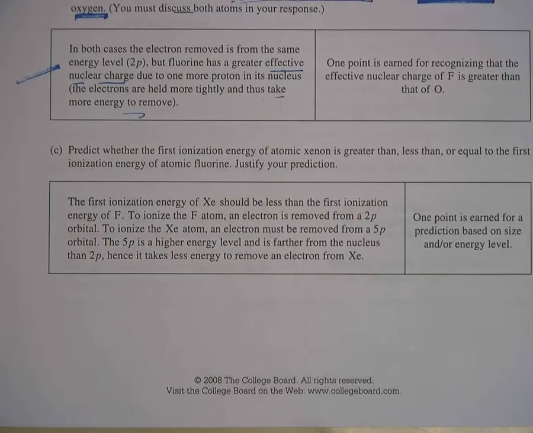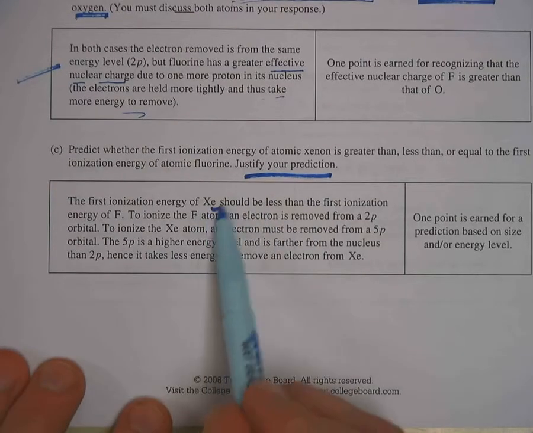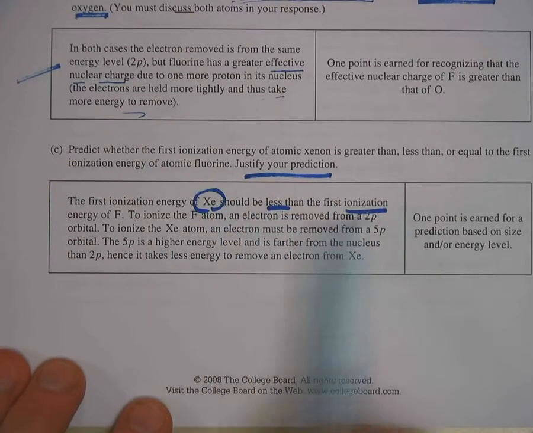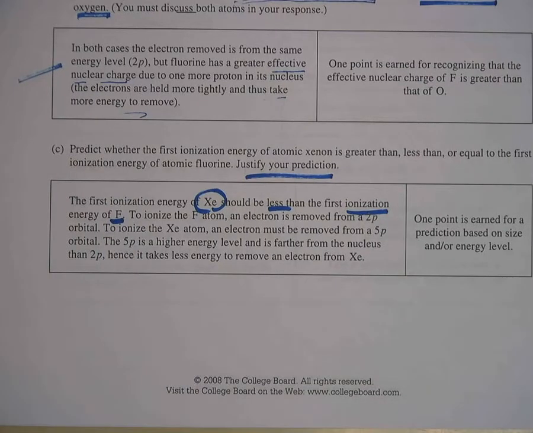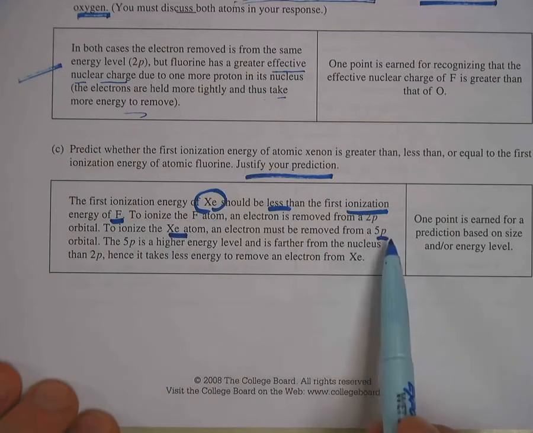Predict whether the first ionization energy of atomic xenon is greater, less than, or equal to the first ionization energy of fluorine. Justify your prediction. First ionization of xenon should be less than the first ionization energy of fluorine. To ionize the fluorine atom, an electron is removed from a 2p orbital. For a xenon atom, it's removed from a 5p orbital.